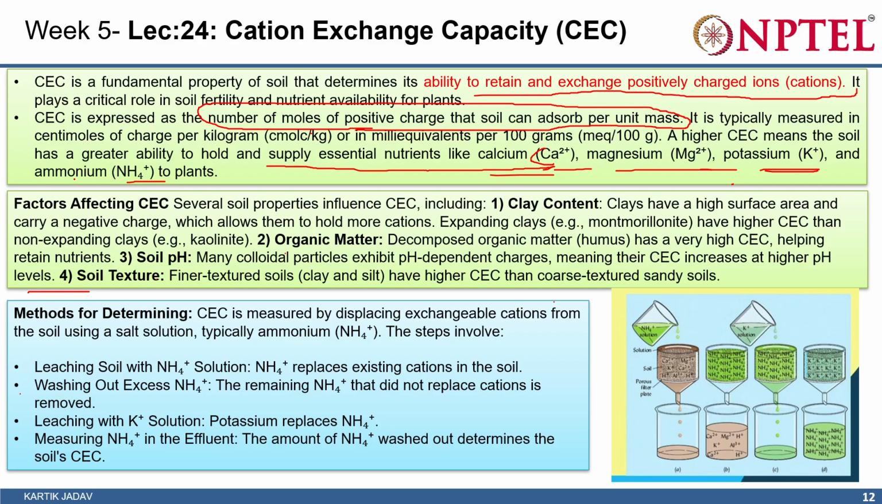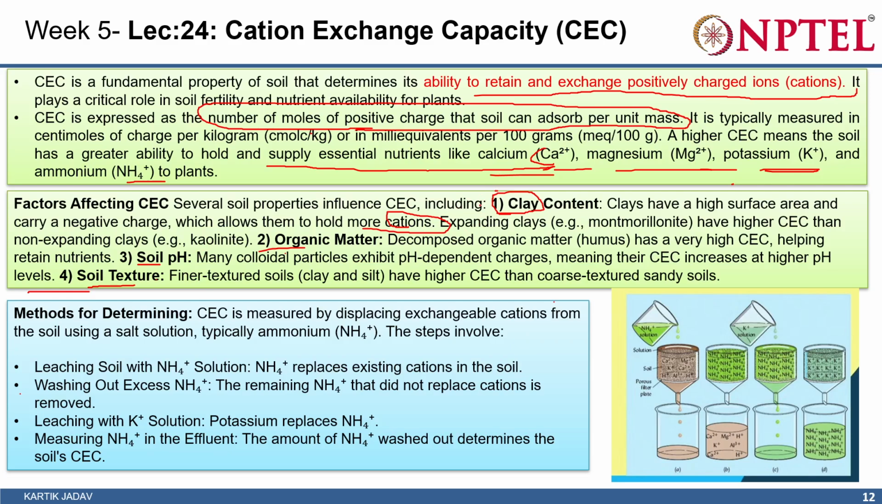Generally, there are four factors that affect the cation exchange capacity: clay content, organic matter, soil pH, and soil texture. If the clay content is higher, it means there are a higher number of smaller particles. It has a higher specific surface area overall, and it carries high negative charge, which allows it to hold more cations. As we have discussed about clay, among all types of soil, clay has a higher specific surface area.